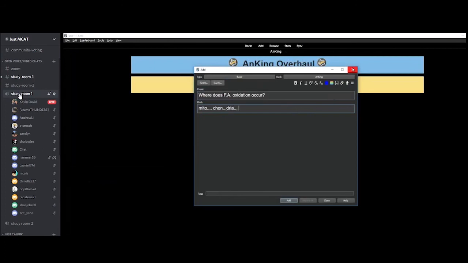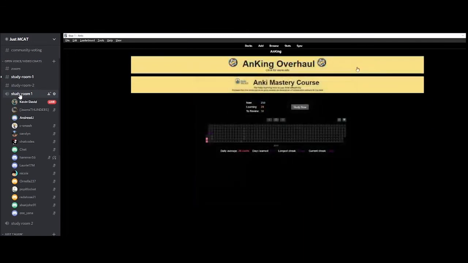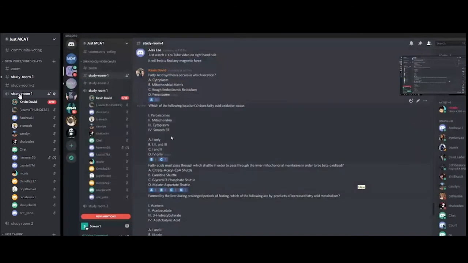Any guesses? Mitochondria. Hey, nice. I don't know how you knew that. Excellent. Where else? And peroxisomes. Yeah, so there's actually two locations. There's actually a third location, but you won't be tested on that. The ER does a little bit of what's known as omega oxidation. That's beyond the MCAT, so don't stress about that.